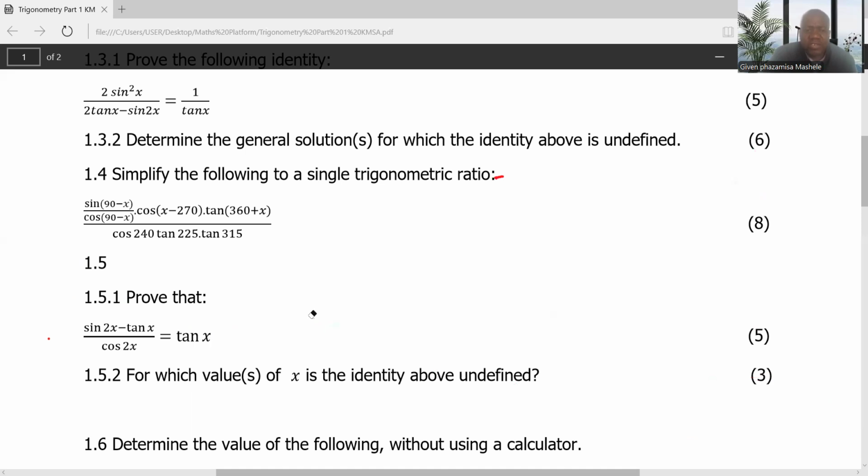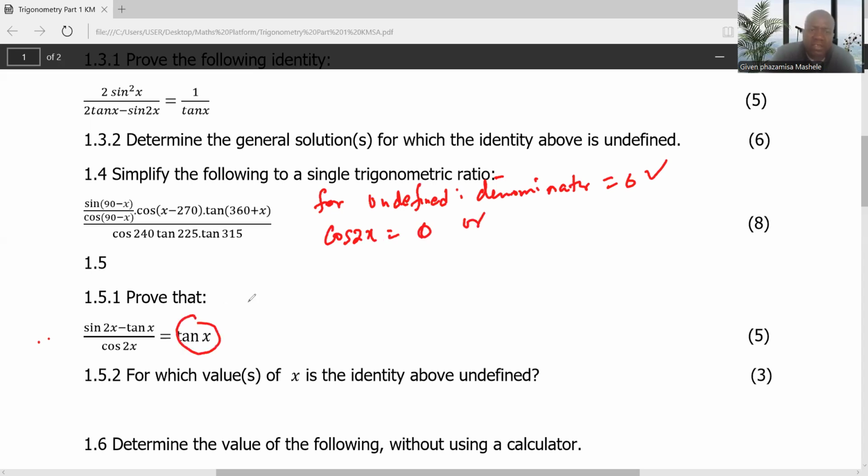So the question says, for which values of x is the identity undefined? What did I say? I said for undefined, we were given an expression. If it's a fraction, the denominator should be 0. So what is our denominator here? Denominator is cos 2x. But it's not the only denominator because look, we have this tan. Tan is the same as sine over cos. So it means even cos x is also a denominator on the right-hand side.